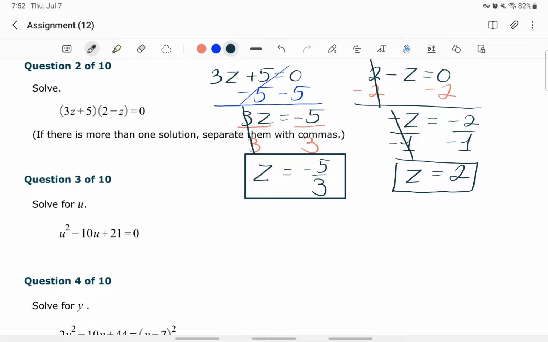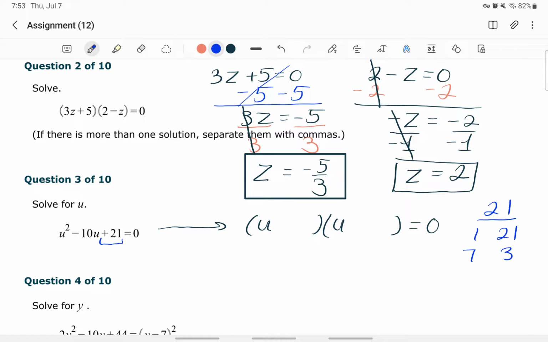Then it says solve for u. u squared minus 10u plus 21 equals 0. We're going to solve that by using the zero product property. So we're going to factor u squared into u times u, and that's equal to 0. Find two numbers that multiply to positive 21. That's 1 and 21. That's 7 and 3.